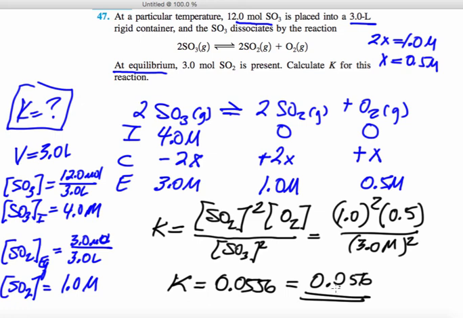Since K is such a small value, I'm really going to be favoring the reactants in this case and not the products, since K is so small. So those are some intro to equilibrium calculations, and hopefully if you have any questions, I'll be able to answer them in class. Thanks a lot, guys.